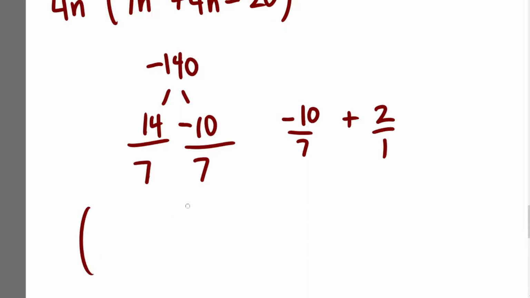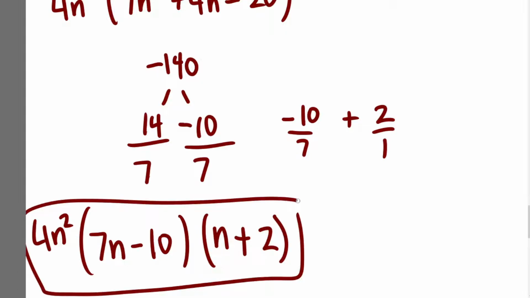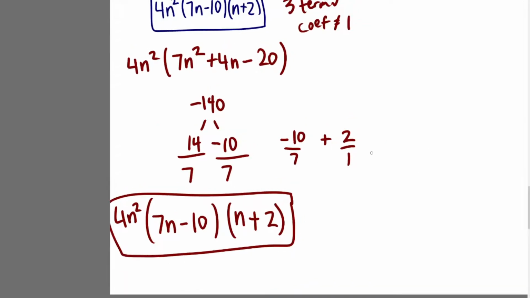And now we'll draw out our Hippo Butts, and let's not forget our 4n squared. So 7n minus 10 times n plus 2. And you could multiply that out, and you would find out that you have the exact same thing here. And let's look at our answers. Let me zoom out. So 7n minus 10, n plus 2, 4n squared. Looks like we got that correct.